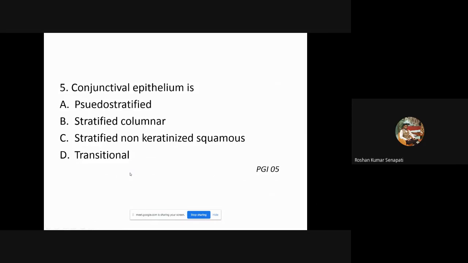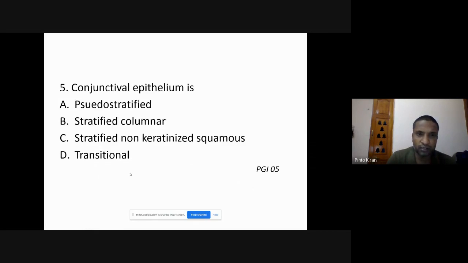Coming to the next question, what is the type of conjunctival epithelium? You have four options. One is pseudostratified, stratified columnar, stratified non-keratinized squamous, and transitional cells. This was asked in PG 2005.